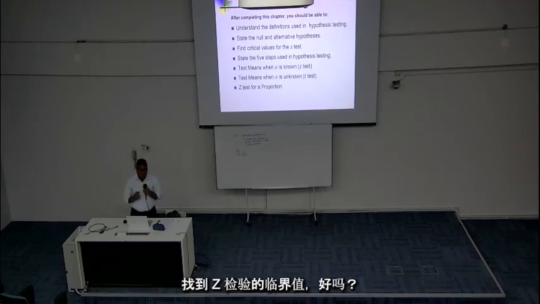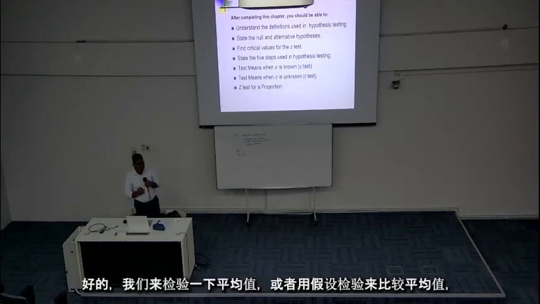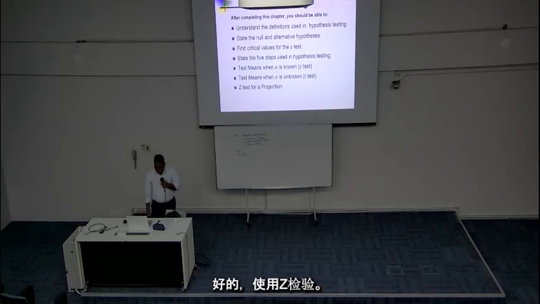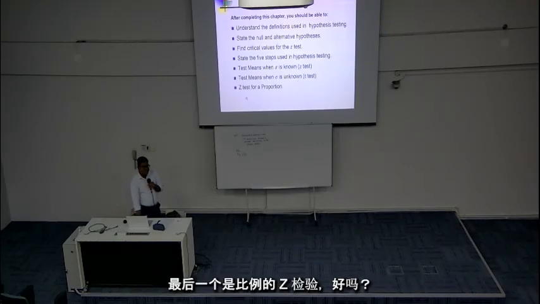Find the critical value for the Z-test. State the 5 steps using hypothesis testing. Alright, so we test, or compare, the mean by using hypothesis testing, by using the Z-test. And the next one is we are testing or comparing the mean for the t-test, and the last one is the Z-test for a proportion.